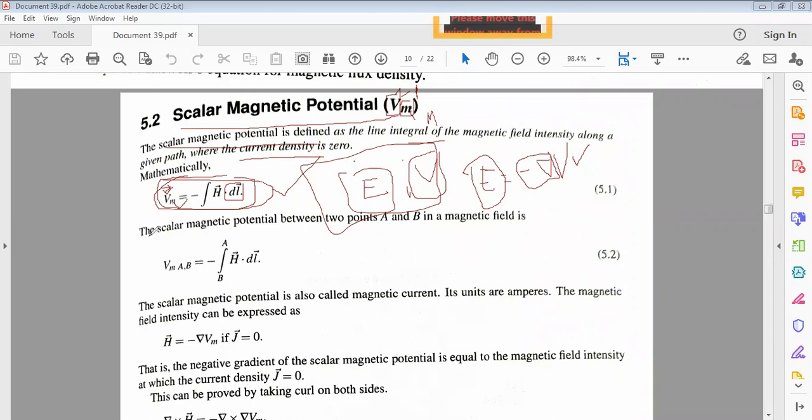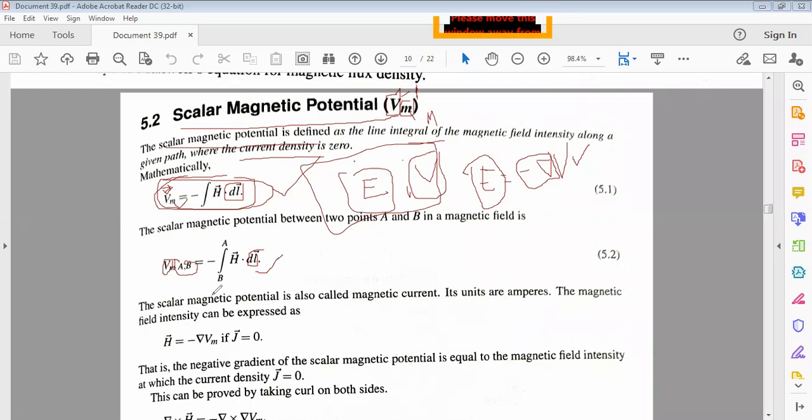And actually, that is always finite. Here, the scalar magnetic potential between the two points A and B in a magnetic field is also represented as Vm of A comma B. Why? Because the length of the line is finite, extending from A to B. That's why the resultant magnetic potential between the points A and B equals minus the integral from B to A of the magnetic field intensity along that differential line.